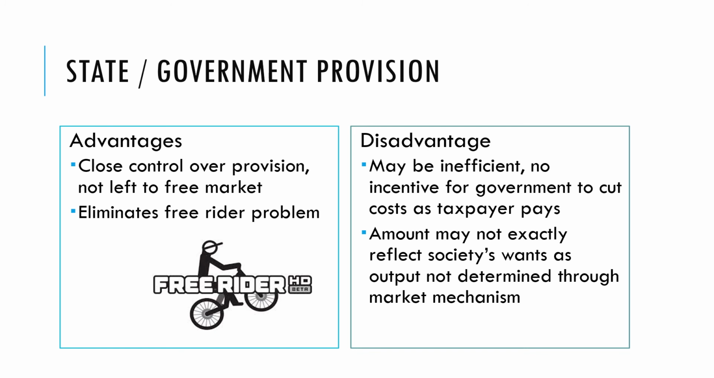The amount provided may not exactly reflect society's wants, as output is not determined through the market mechanism. So how big? We know that government should provide the army, but how big should the army be? What is the best from society's point of view? Without the interactions of demand and supply, it'd just be the government's call on what they think the socially optimal level is.